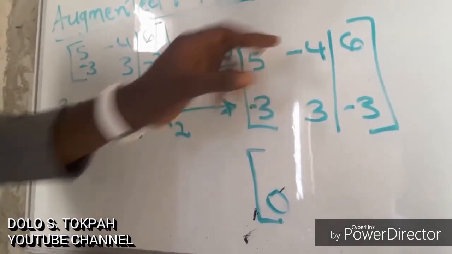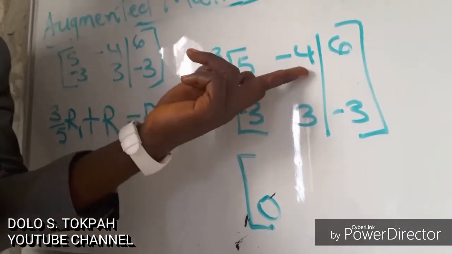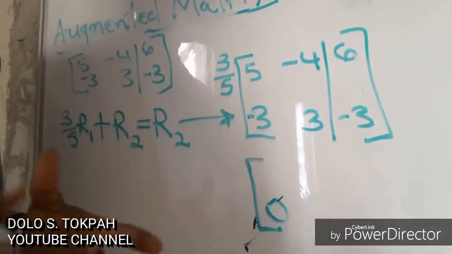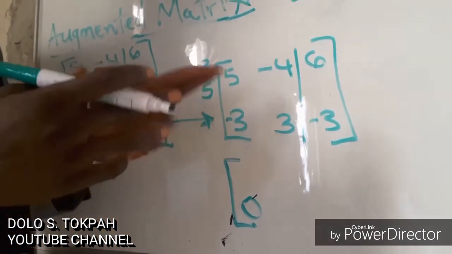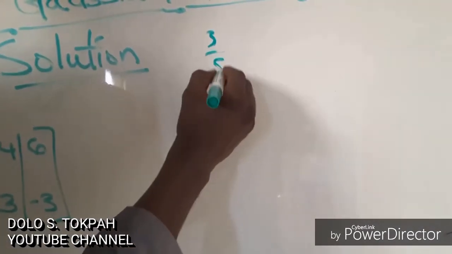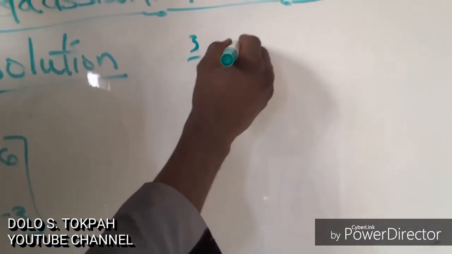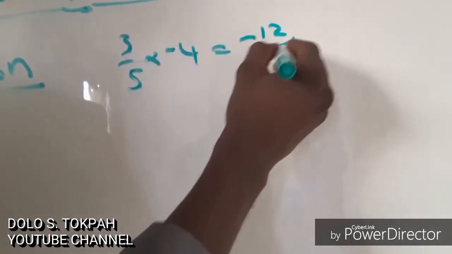We come to the next term. So we say 3 over 5 times -4. You're going to have -12 over 5. Now, let me do common arithmetic. 3 over 5 times -4, we're going to have -12 over 5.